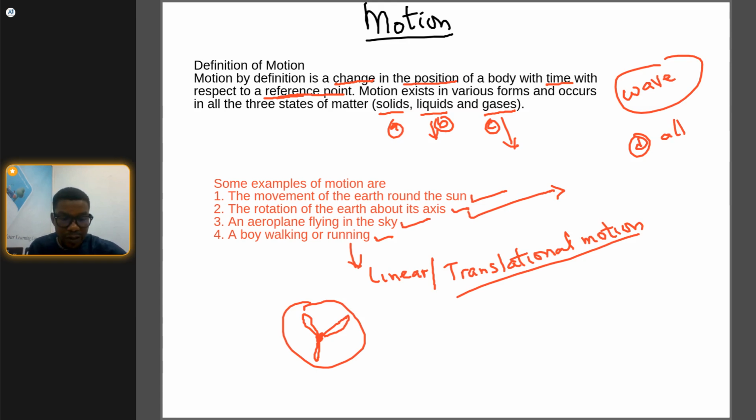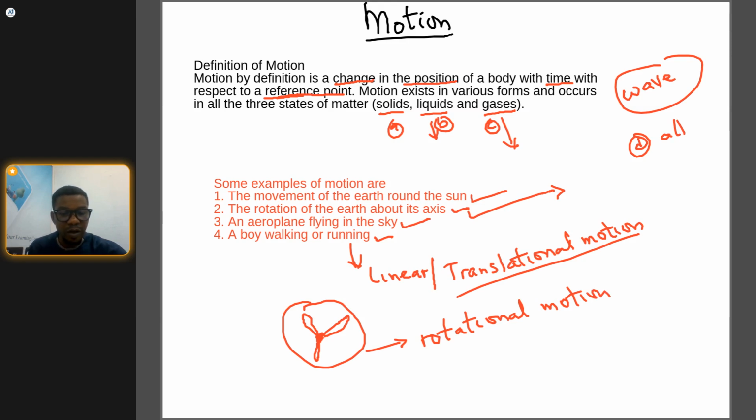So the point of axis is fixed, but the blade moves around the fan, the same movement like that about the axis. And that axis is that fixed point in the fan. So this is the same with what we are saying about the rotation of the earth about its axis. And that gives us another type called rotational motion. Rotational motion.